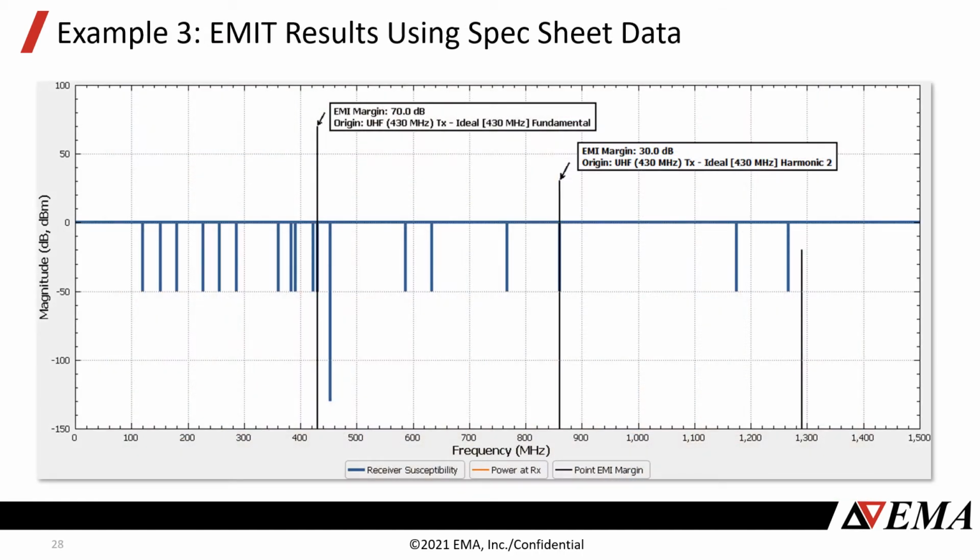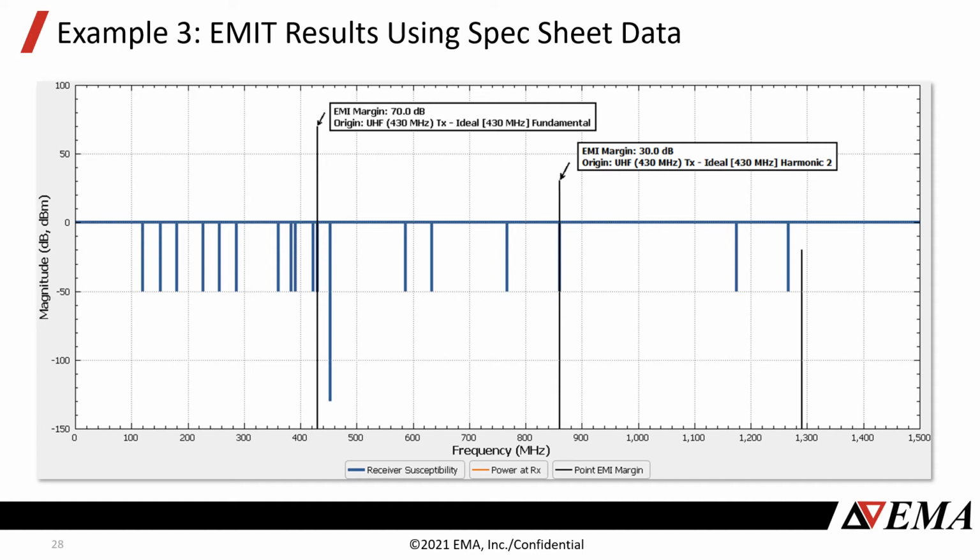Okay, so what's going on? Well, as Curtis indicated, it is indeed a mixer product. What's interesting is when we use the parametric data or the spec sheet data for the transmitter and receiver, we predict two different interference problems.